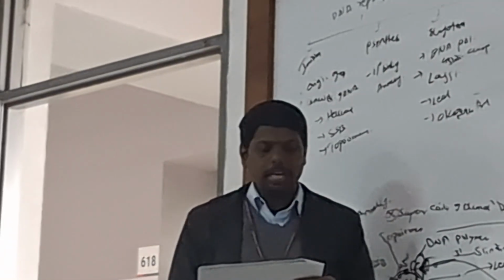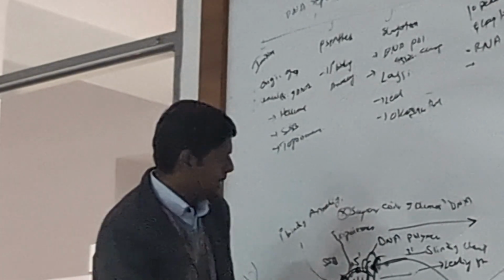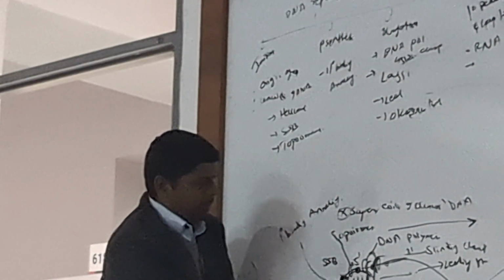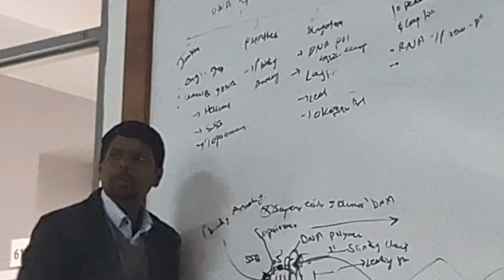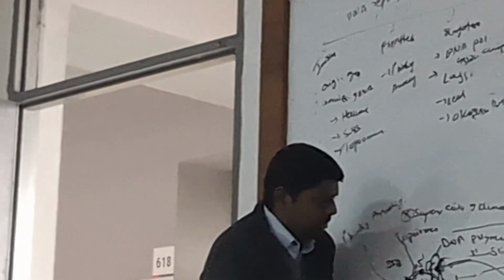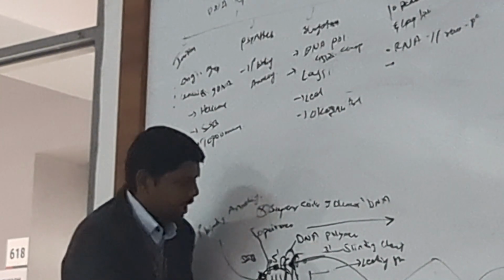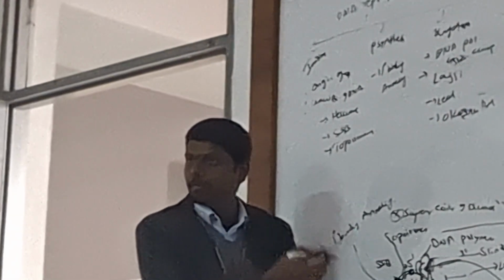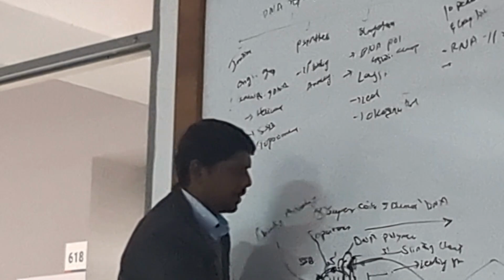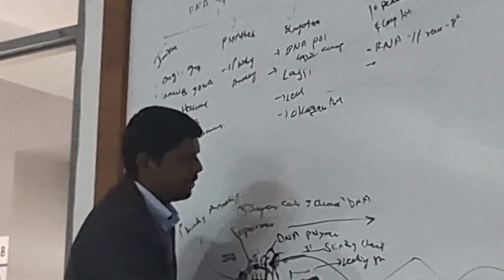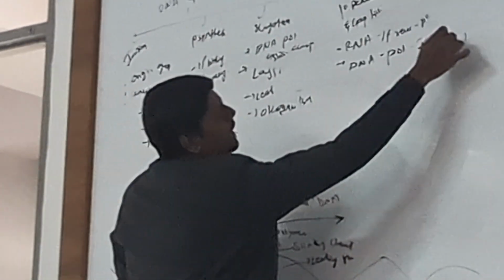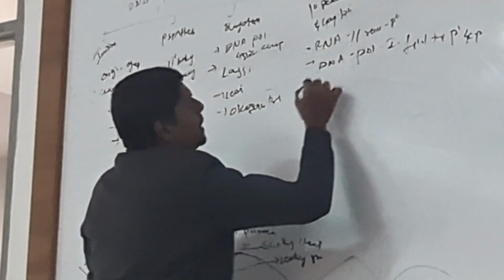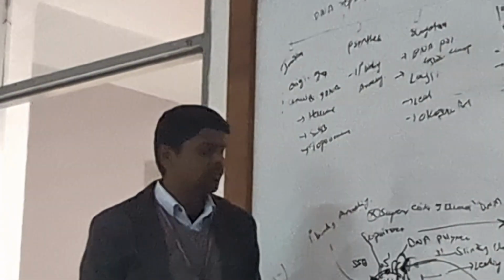After removal of the primer, what happened? See, this primer is removed, and now there is a gap. Maybe I will keep a gap here. Now the gap will be filled by one more enzyme, which fills the gap at the primer-removed site. That enzyme is called DNA polymerase 1. DNA polymerase 1 will fill the primer gap.